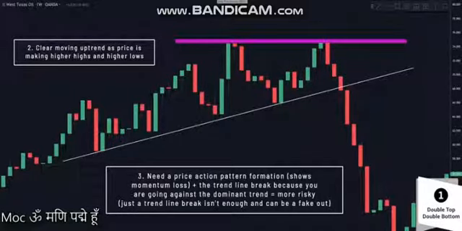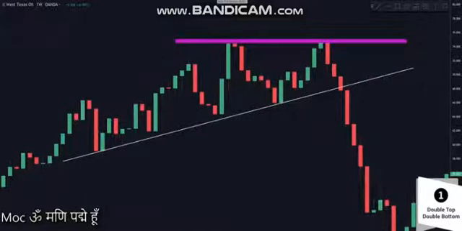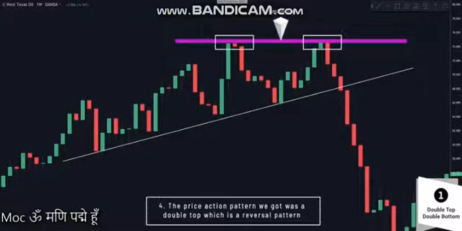What this means is just a trendline break can often be a fake out. So we like to pair a reversal pattern as an early signal of a possible big picture trend change, but then to pair it with the trendline break as confirmation. So the price action pattern we got was this double top, which is a reversal pattern.